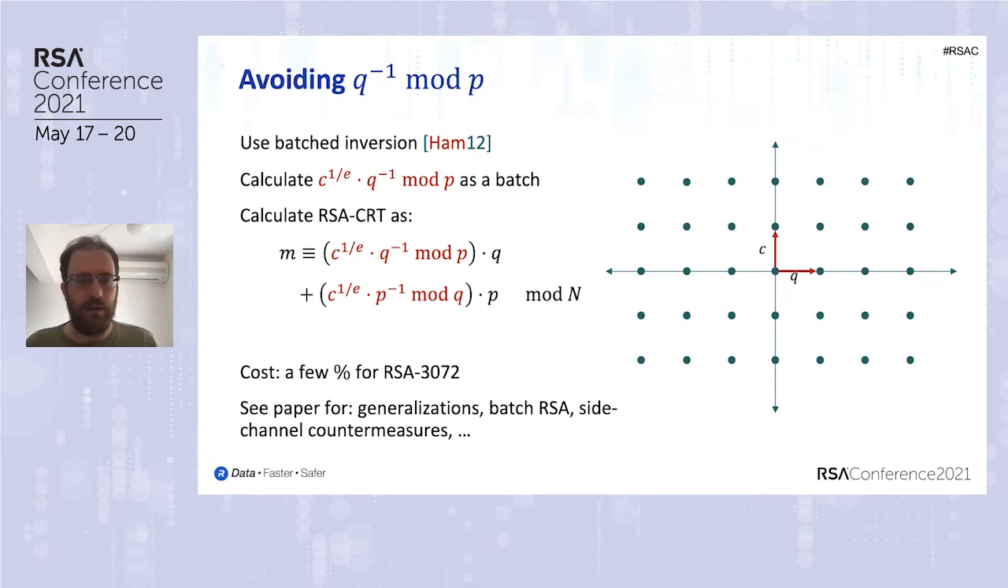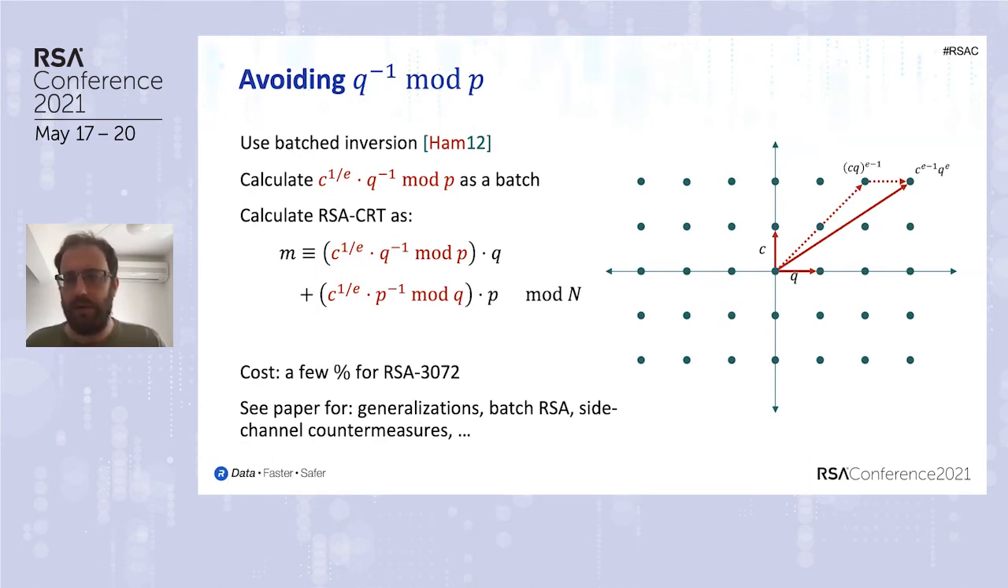If you can calculate this mod P and then mod Q, you can combine them using this more symmetric version of the Chinese remainder theorem shown on the left here. So how do you compute C to the 1 over E Q inverse? The idea is to consider a sort of grid of the values that you can get by multiplying powers of C by powers of Q, where you can easily go up and to the right just by multiplying numbers together, but it's harder to go down and to the left.